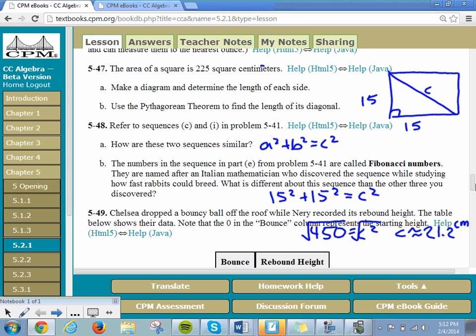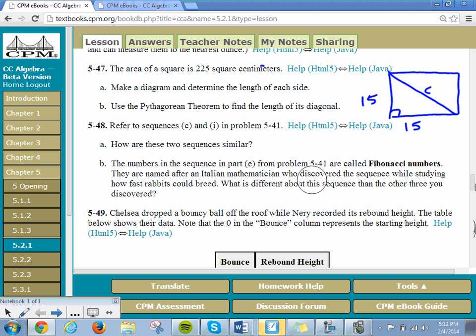All right, moving on to 48. It wants us to refer back to problems C and I. How are these sequences similar? The numbers in the sequence in part E, problem 4, are called the Fibonacci numbers. All right. So they just want to call our attention back to those sequences. We did that one in class, so I'm going to go ahead and skip that one. If you still have questions, feel free to come and see me. But we talked about those in class today.